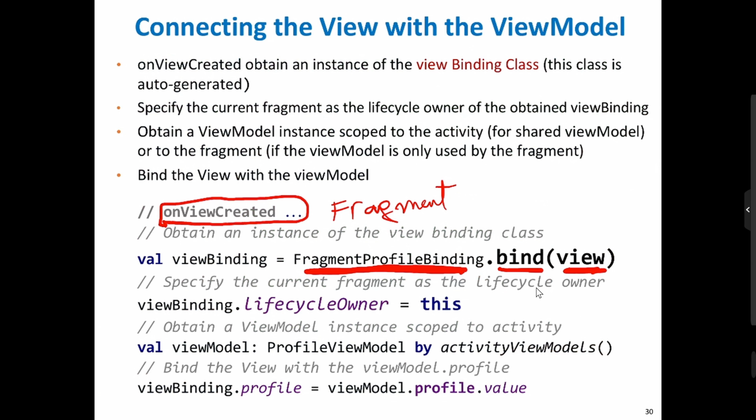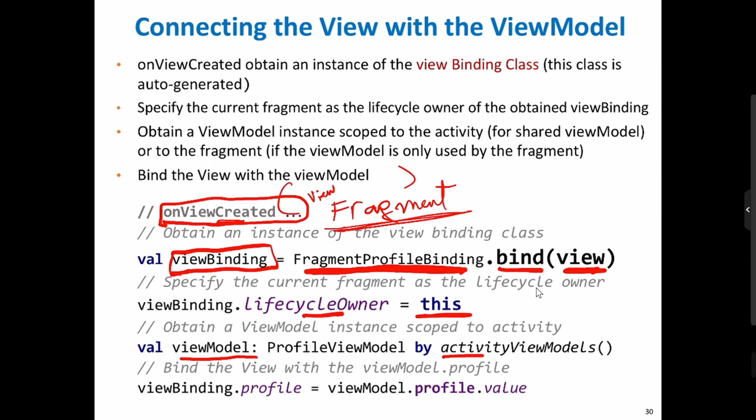The view is one of the parameters of onViewCreated. Remember, every fragment has an onViewCreated method, and this gives me access to the view. I take the view and call FragmentProfileBinding.bind and pass it the view. Also, on this object that I create, I set lifecycleOwner equals this, which means the lifecycle of this binding will have exactly the same lifecycle as the fragment.